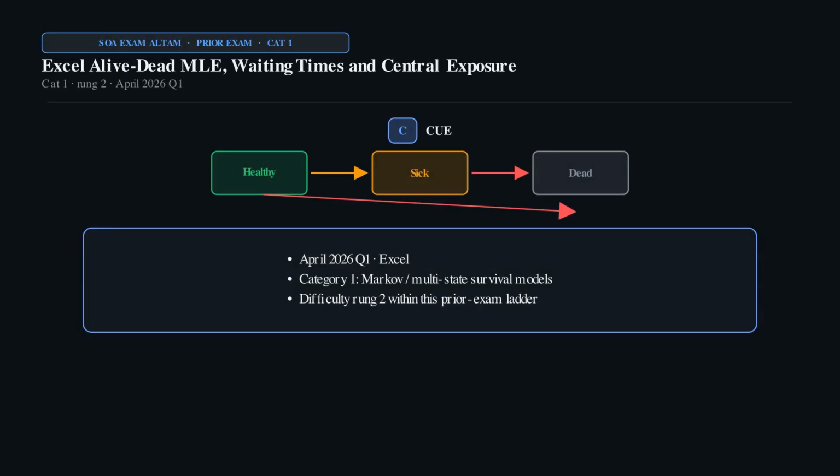April 2026 Question 1, Official Excel Workbook Question. This sits in Category 1, Markov/Multi-State Survival Models, difficulty rung 2 on the prior exam ladder. Recognition cue: multi-state map, MLE exposure, or Excel Euler-Kolmogorov.